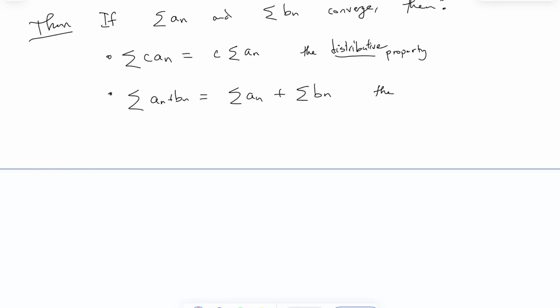If I were to write these out, just the first few terms, I'll do this in red again. This one here, what that means is a_1 plus b_1, and then a_2 plus b_2, and then a_3 plus b_3, right? Whereas this one here has all the a's first, and then all the b's.